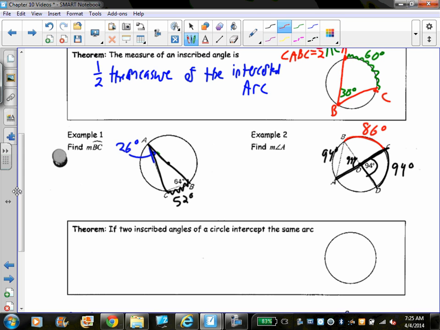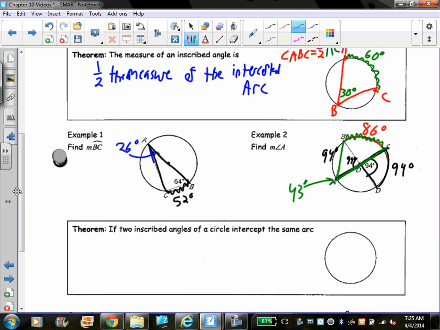Then, now that we know that that's 86 degrees, notice that for this angle here, angle A, the one that we're looking for, this 86 is an intercepted arc, which means that that angle is half of that arc's size, which means 86 divided by 2, 43, is how big angle A is. So, that is how that works.